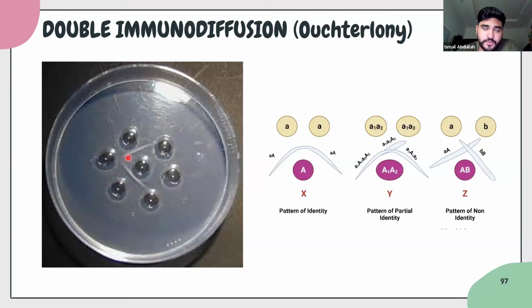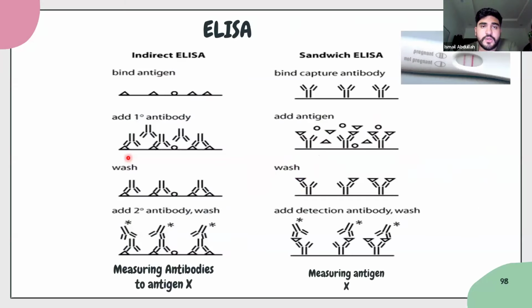Everything's clear? So, ELISA. ELISA is very high yield. Usually they would tell you that this pregnant woman used the pregnancy test and found out that she's pregnant. What kind of immunological test was that, or what kind of technology is that?